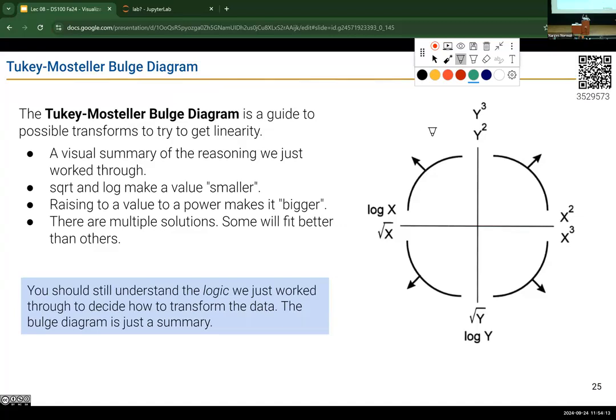Additionally, you can use this chart, called the Tukey muscular bulge diagram, as your reference guide. Essentially, you would take a look at how your data bulges. And if your data bulges in a certain way, you would take a look at the transformation on the x-axis and on the y-axis, and those are the transformations that you could use. Sometimes only a single transformation might solve your problem. So you might only want to transform X, or you might only want to transform Y. In some cases, you might want to transform both in order to get the result that you want.